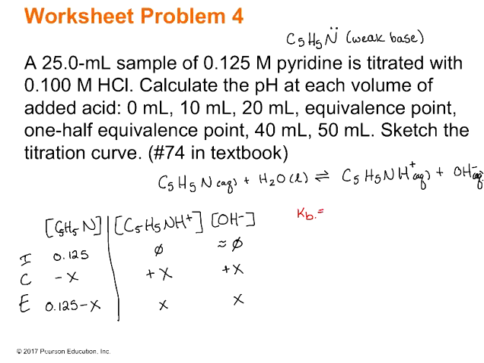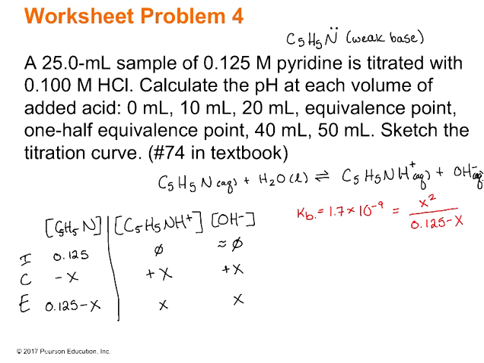Okay, so the Kb value for pyridine, if we look up in our textbook, is 1.7 times 10 to the negative ninth. And that's going to equal products over reactants. So we already said that the products are both X at equilibrium. So we're going to write X squared, and then we're dividing that by the equilibrium concentration of our reactant, which is 0.125 minus X. And remember, X is the concentration change.